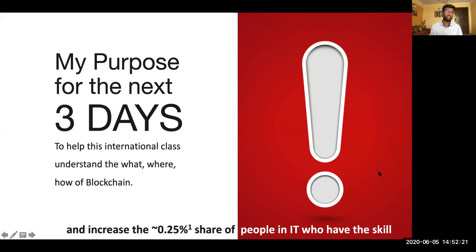Clearly my purpose for the next 3 days would be to help this class understand everything regarding blockchain, because that is the motive of this FDP. To go from zero to something, you understand after these 3 days at least what blockchain means. Why did blockchain come into existence? Why was such a technology needed? What technologies does it maybe compete with or replace? These are the things that we'll answer.